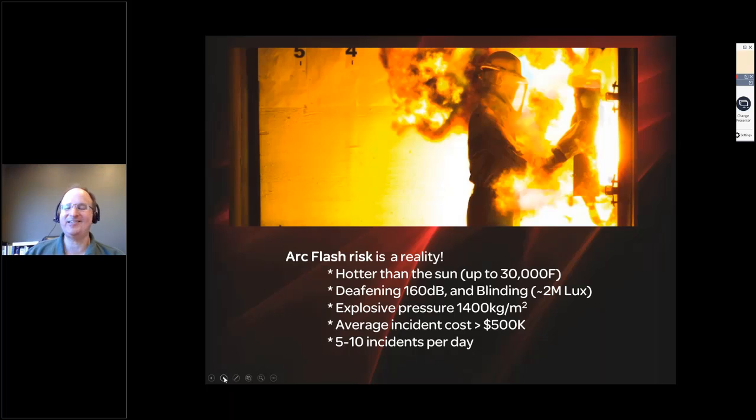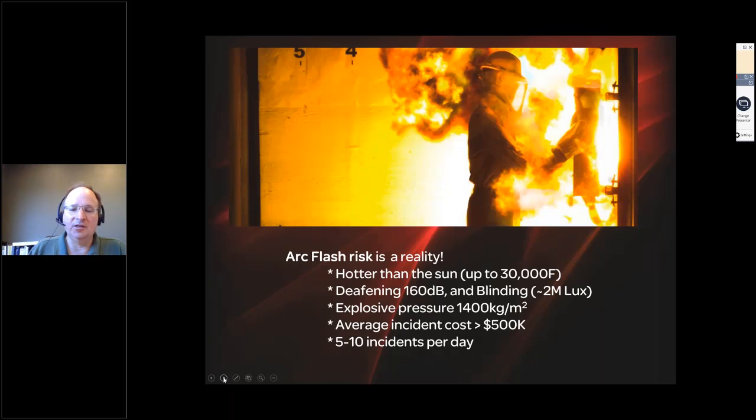And the pressure itself is sufficient within the arc flash boundary, once you get above 40 calories per centimeter squared, to collapse your eardrums and your lungs. The average cost of an incident is more than $500,000, but that's deceiving because so many are small arc flash incidents. It masks the fact that many of these incidents are millions and tens of millions of dollars of equipment damage and liability due to personal injury.